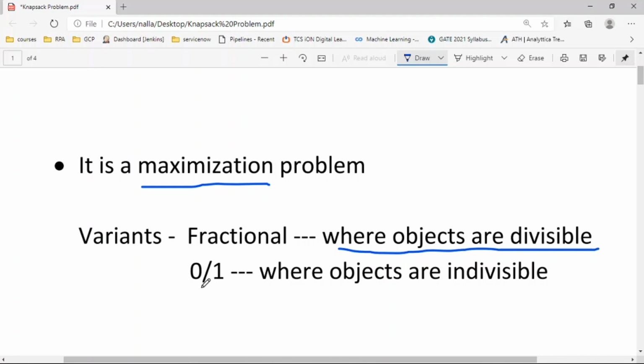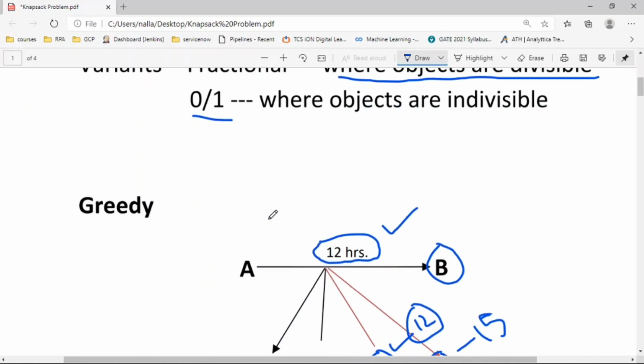Okay, so this 0-1 knapsack problem can be achieved by using dynamic programming, and the fractional knapsack can be achieved by using a greedy method. Okay, now I'm going to discuss the fractional knapsack problem.